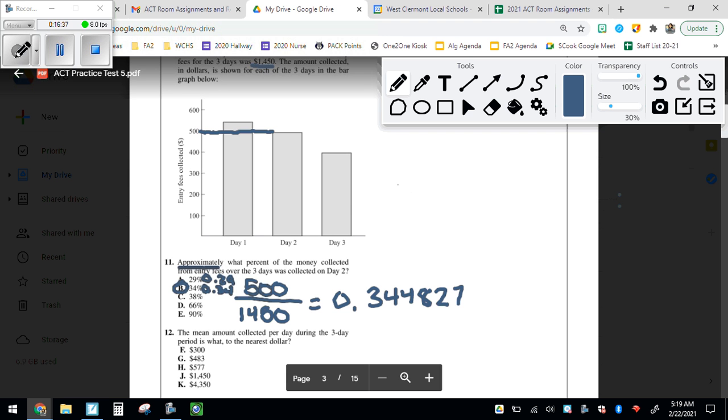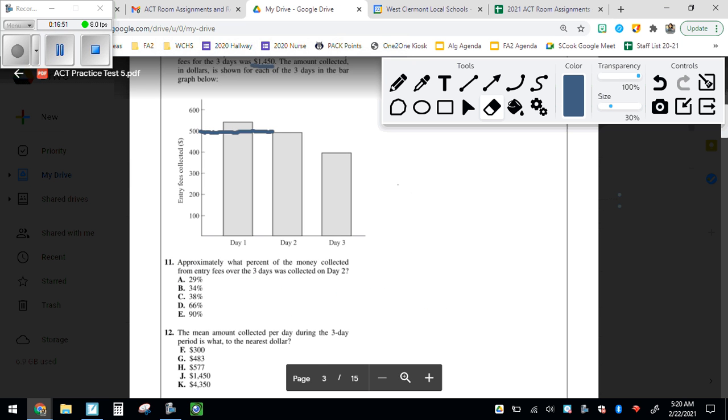All right. Number 12 says the mean amount per day collected. All right, so mean means to add them all up and divide by how many there are. So we're going to figure out how much about each day is worth. We already said day 2 is about $500. Day 1 looks like it's about $550.